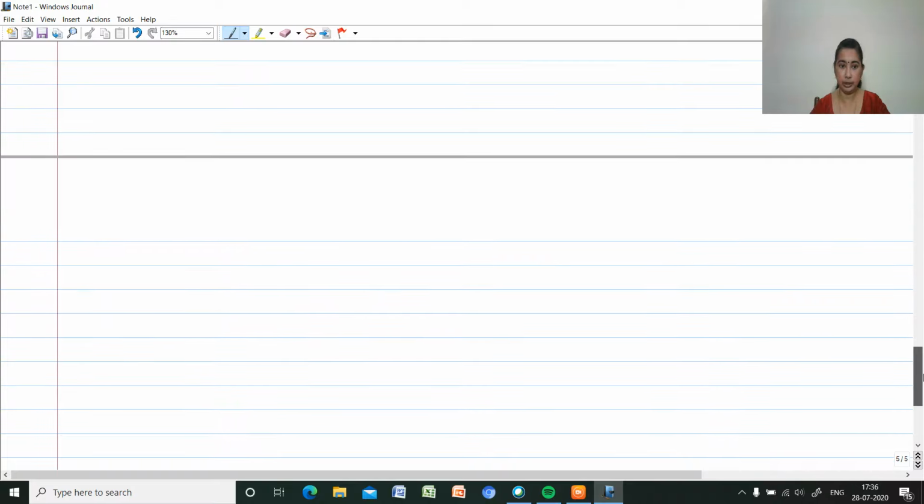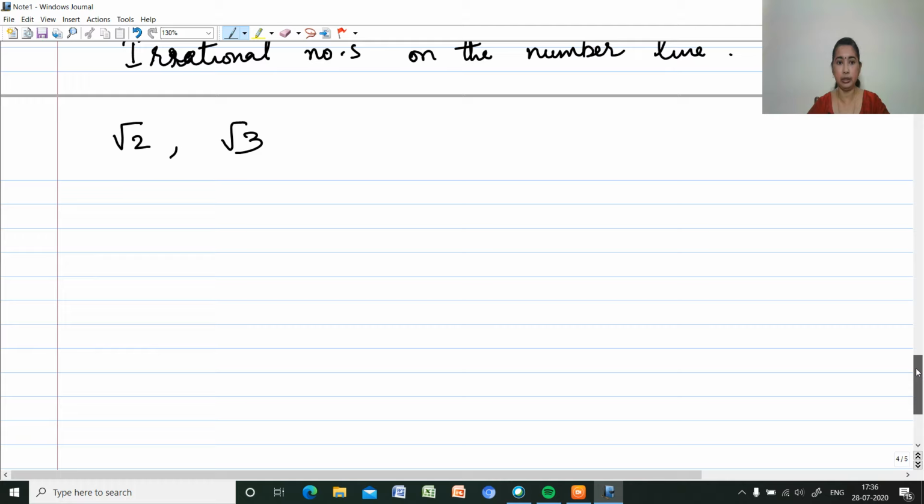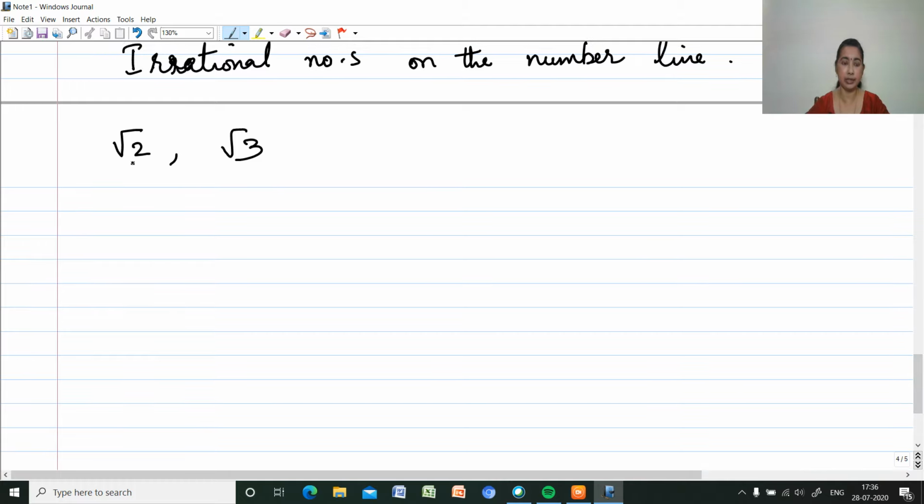Now, the next one to tell you in this portion is how to locate root 2, root 3, that is irrational numbers, on the number line. How can you locate, that is, how can you find irrational numbers on the number line. I'll show you how to find irrational numbers on the number line; we'll do it for root 2 and we'll do it for root 3.